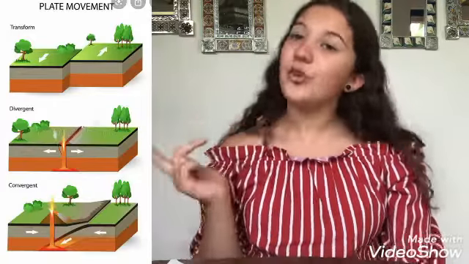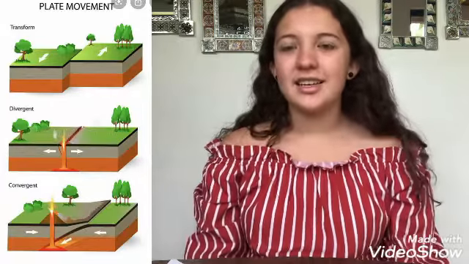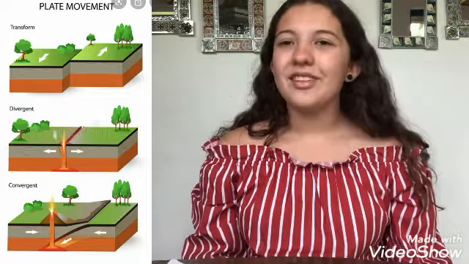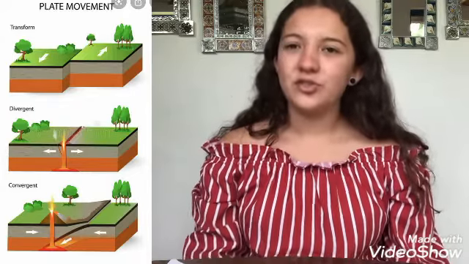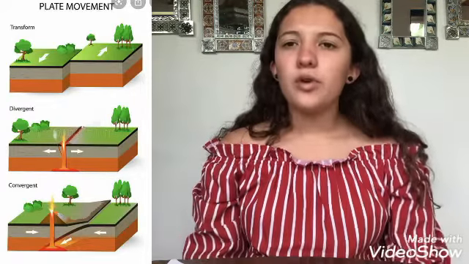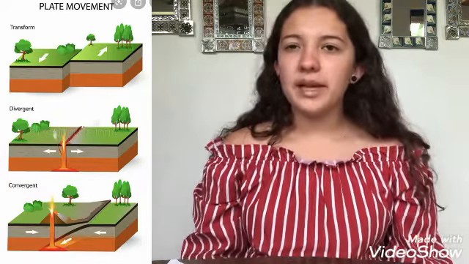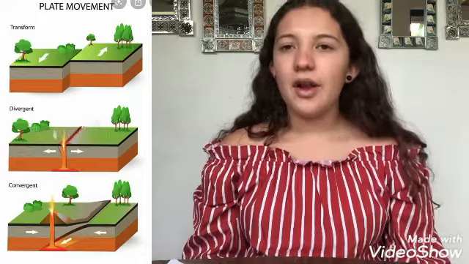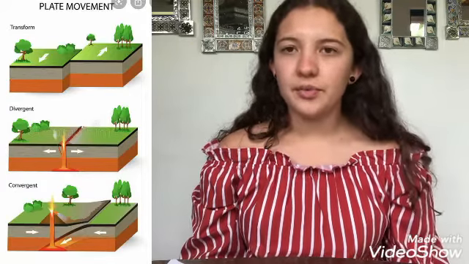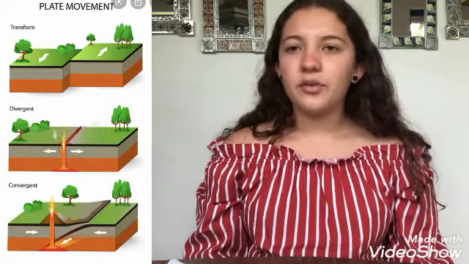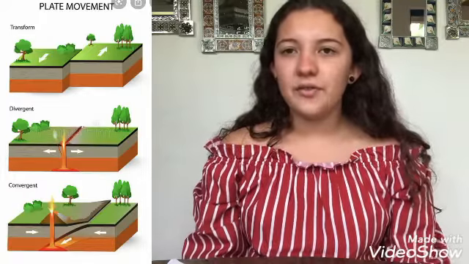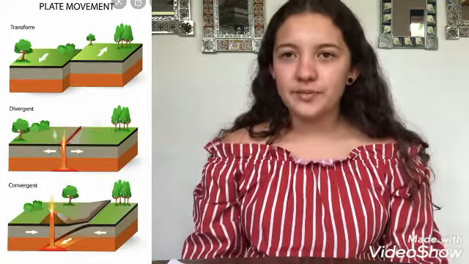In this picture, you can see the different movements and their effects on the surface. For example, when you have a transform movement, one place moves to the right and the other place moves to the left. In the first part of the picture, you can see these effects on the surface.